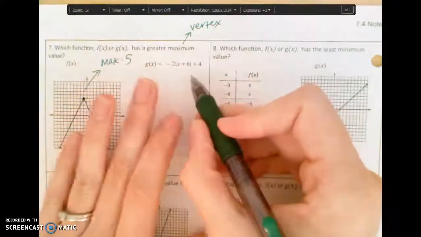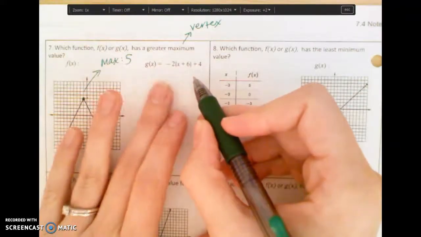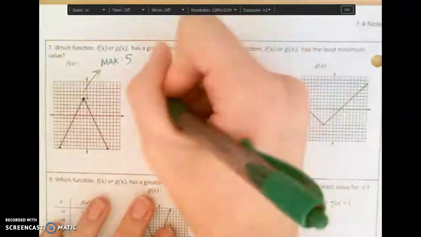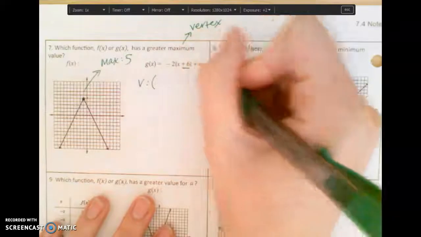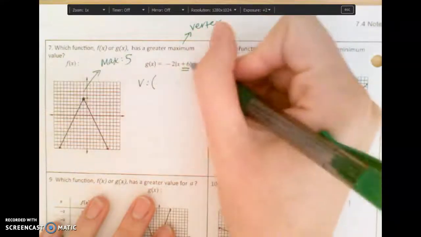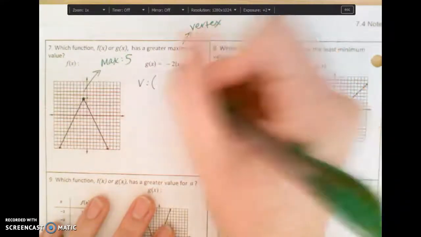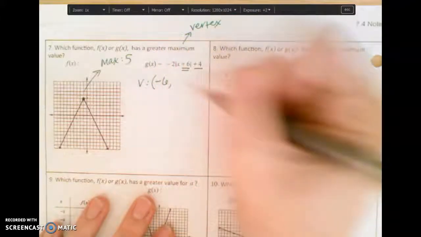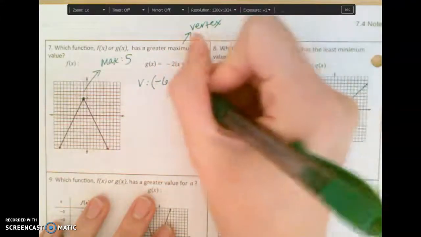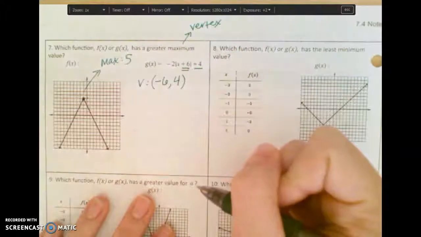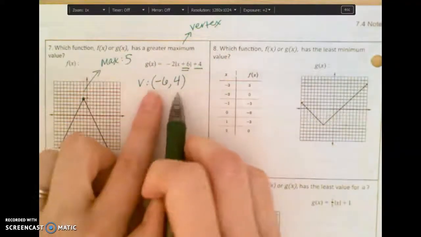Well, now we need to find the vertex of this one so we can tell what the max is. On this one, remember for the vertex we take h comma k, but we have to take the opposite of the h. So I see a positive 6. For my vertex, I take negative 6. And then we take k exactly as we're given. So here's my vertex, negative 6, 4.